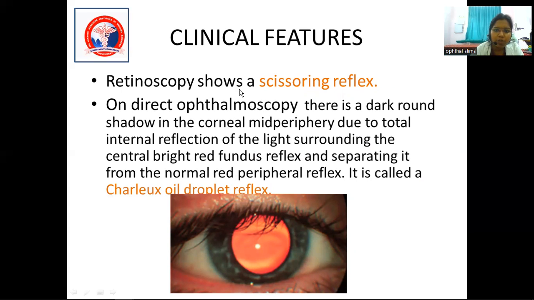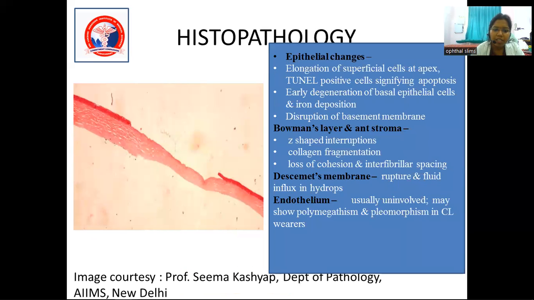The retinoscopy shows a scissoring reflex. On direct ophthalmoscopy, there is a dark round shadow in the corneal mid periphery due to total internal reflection of the light surrounding the central bright red fundus reflex, separating it from the normal red peripheral reflex. It is also called Chauliac's oil droplet reflex. These are the histopathological findings in keratoconus.